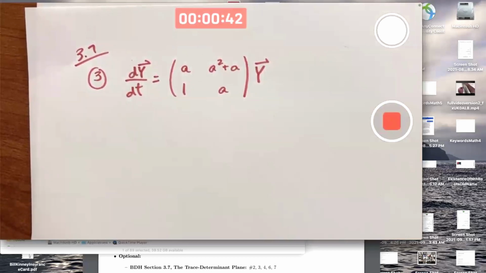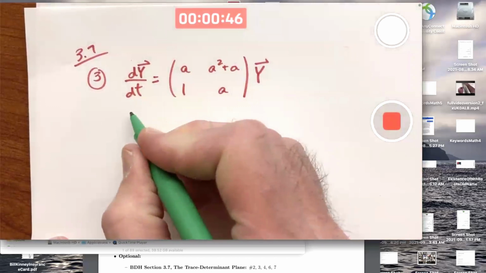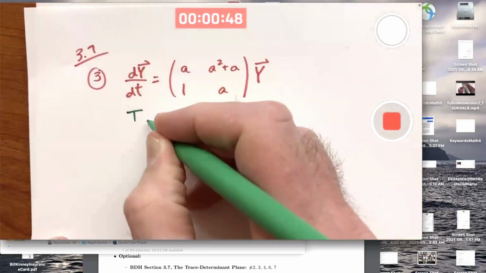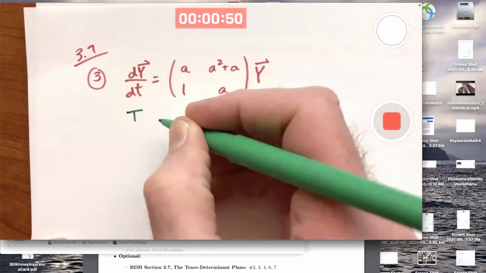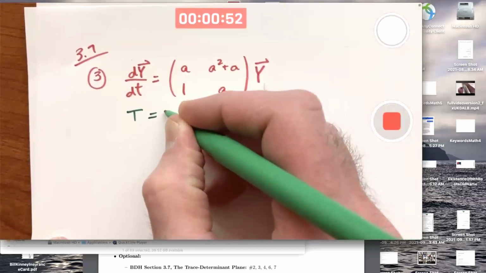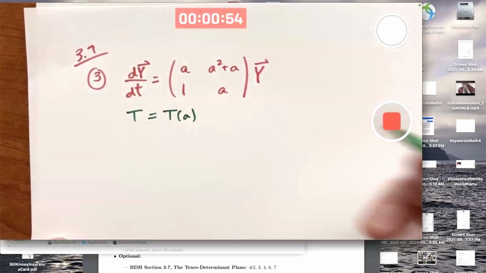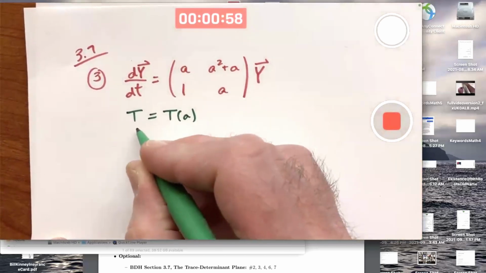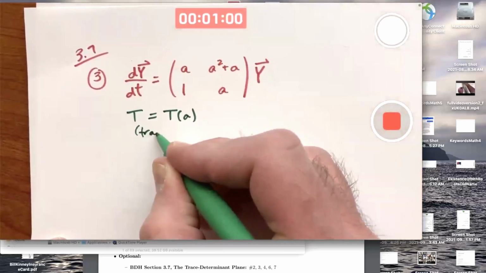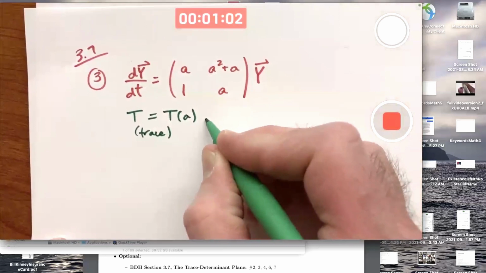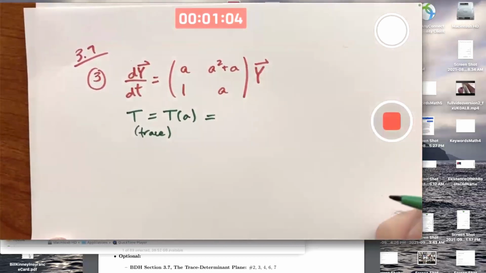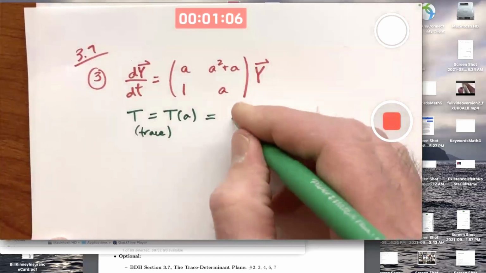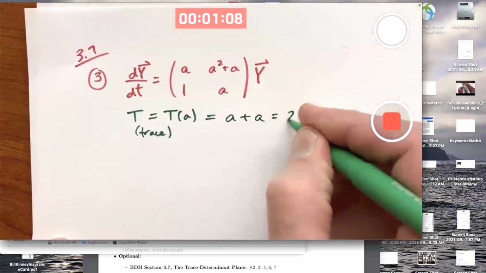Say it louder. Find the trace and determinant. T, which will depend on the parameter A here, so you could also call it T of A. It's the trace of the matrix. Sum of the numbers in the main diagonal, that's just A plus A, 2A.